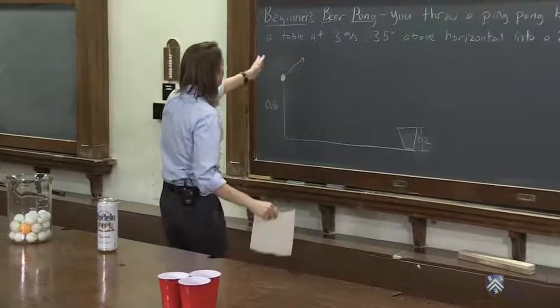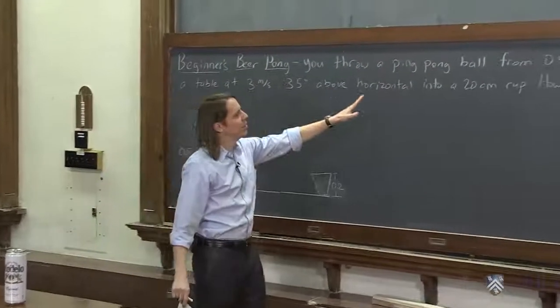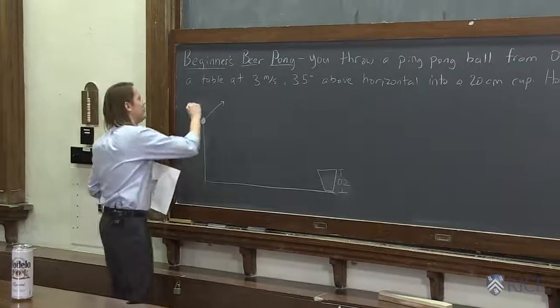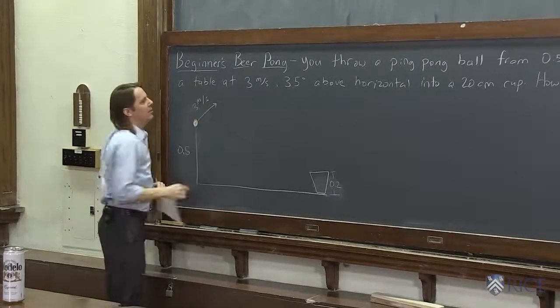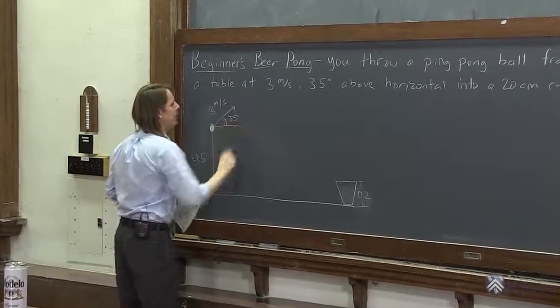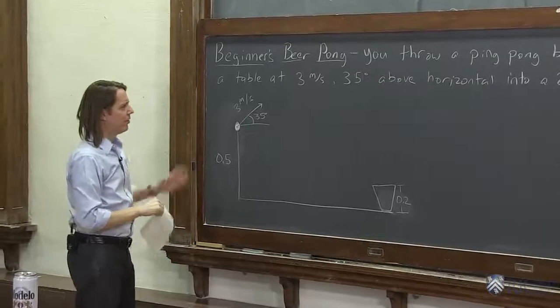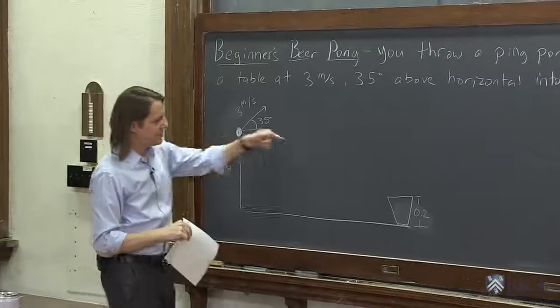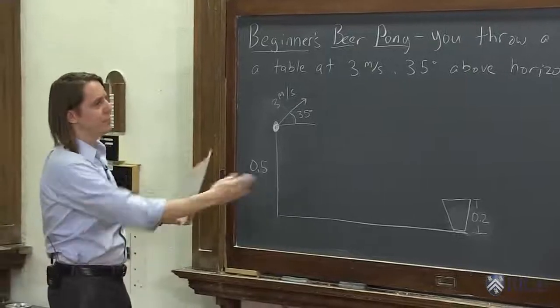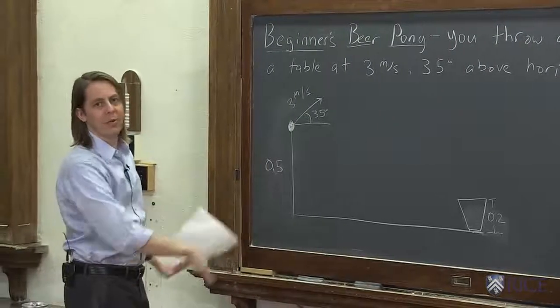So we're going to solve this problem, beginner's beer pong. You throw a ping pong ball from about half a meter high at 3 meters per second, and at 35 degrees to the horizontal, 35 degrees above, and into this 20 centimeter, 0.2 meter high cup. So we want to figure out, for this one, how far away is the cup, if all that happened.